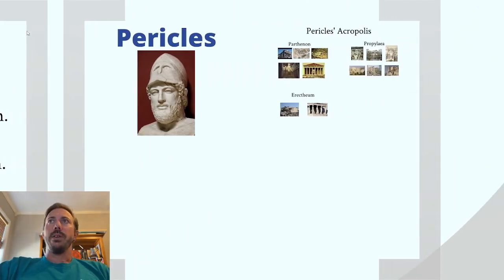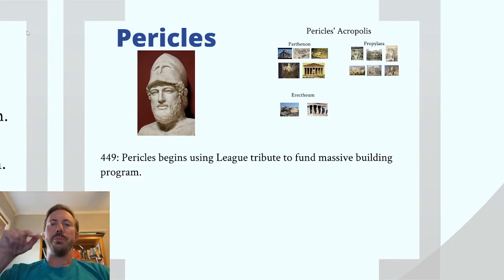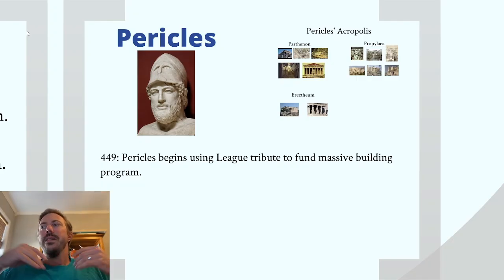Let's look at Pericles. He was a Greek man, and he was a statesman, a politician, if you will. In 449, Pericles begins using the league tribute to fund a massive building program. That was a bullet point from previous, and so here it is again. Remember, he moved the treasury from the island of Delos to Athens, and it happened to be in the Parthenon.